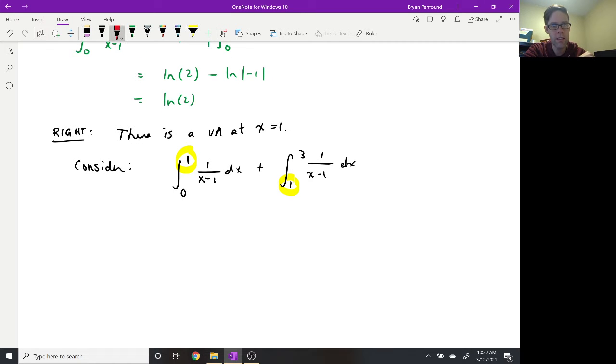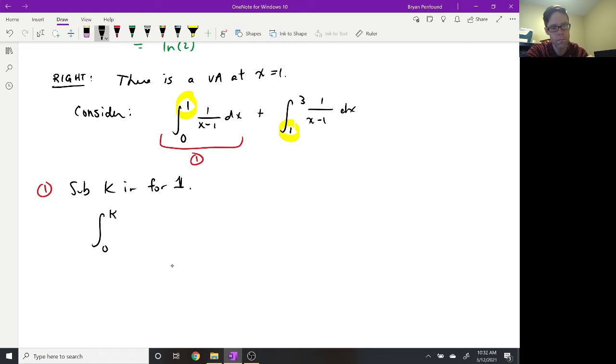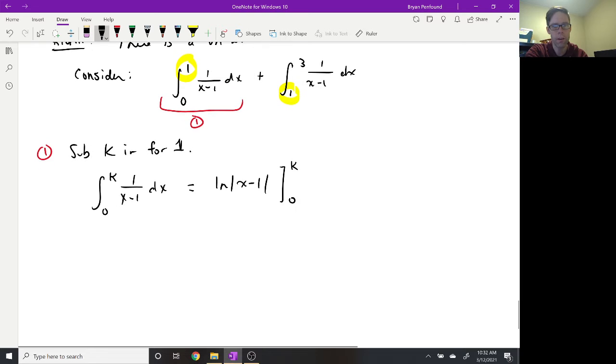So let's take a look at this first integral first, and let's see what happens with this one. So let's sub, I don't know, k in for 1, just for now, for that upper bound. And we already know how to find the antiderivative of this. Oops, this should be an x, not a k. My apologies. We already know that the antiderivative of this is the logarithm of x minus 1. And we're going to evaluate that in between x is equal to k and x is equal to 0. So what we have here is we are going to get the logarithm of k minus 1 minus the logarithm of absolute value negative 1. So that's going to disappear. So we're going to get the logarithm of k minus 1 as our final antiderivative here.